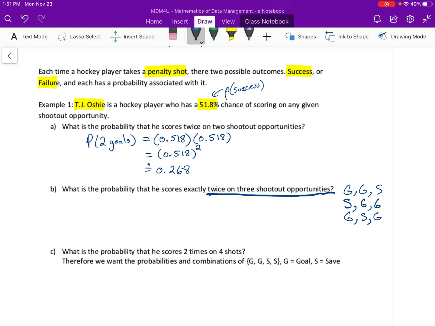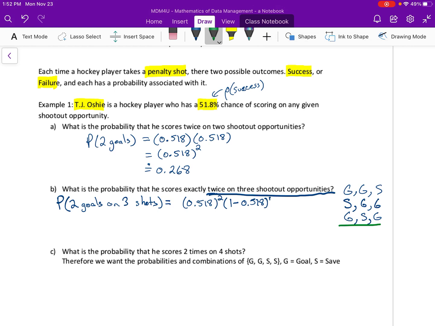When we do this, the probability of scoring two goals on three shots is equal to, just like before, the probability of scoring, and because we're doing it twice, it's squared. Then the probability of not scoring, which is 1 minus the probability of scoring, to the exponent 1 because we have just one time where we're not scoring. What we also have to include is that there are three different ways I can do this.